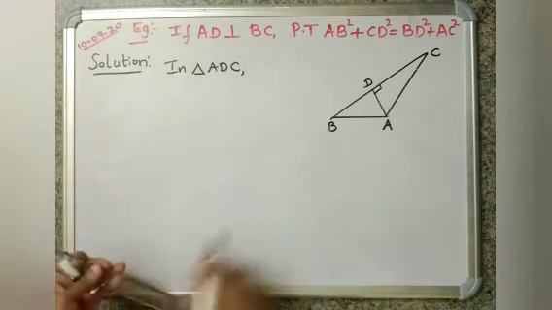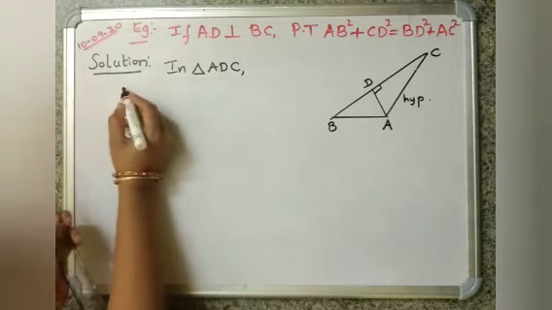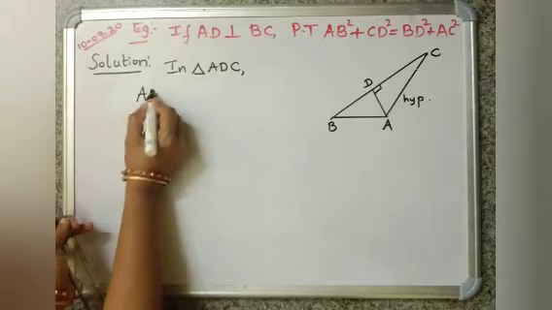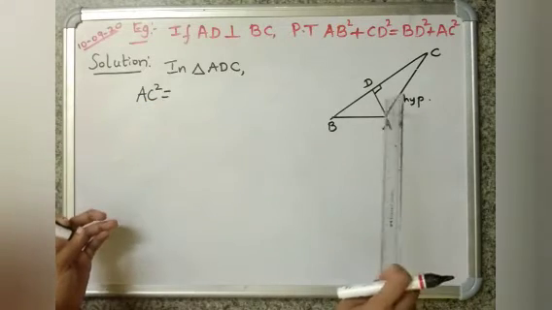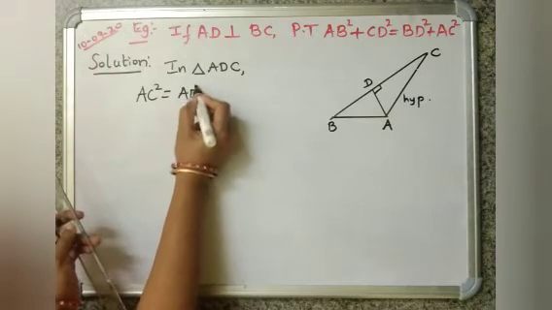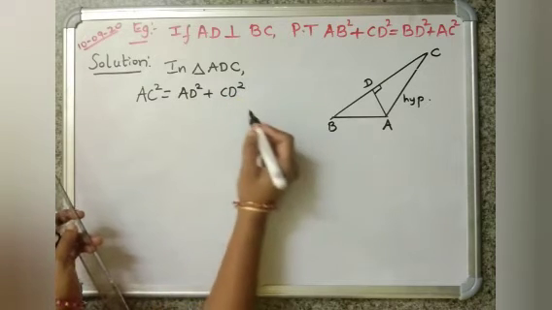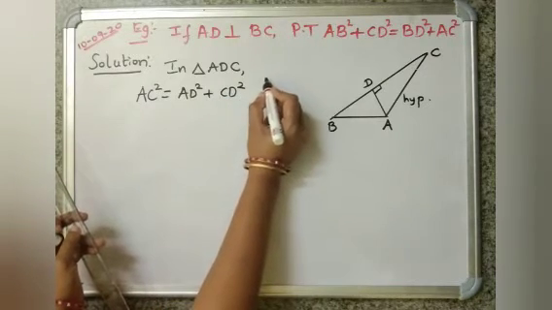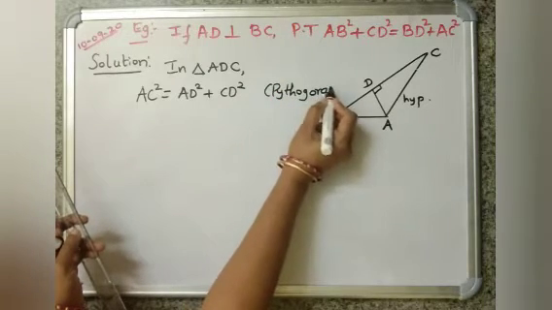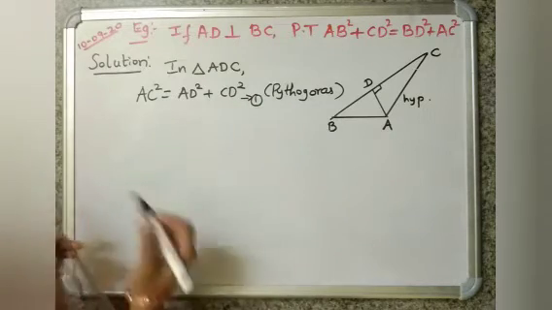So which is the hypotenuse? Now AC is the hypotenuse. So what we know according to Pythagoras, hypotenuse square, that is AC square, is equal to the sum of the other two sides, right? So I will be writing here AD square plus CD square. This is from Pythagoras theorem, right? So this I will be taking as equation 1.